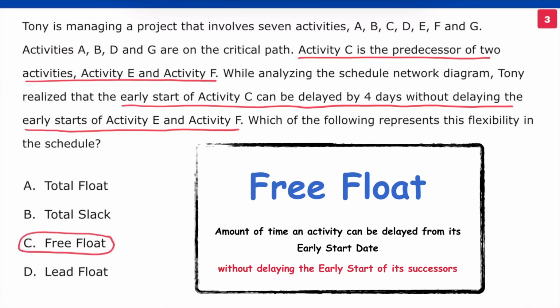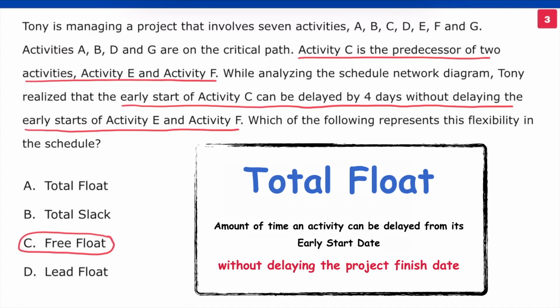Still, for better understanding of the concepts, let's look at the other options too. Total float relates to the overall project schedule, not to the successor activities. It is the time by which the early start of an activity can be delayed without delaying the overall project completion date. Option A is incorrect. Total float and total slack are one and the same. Option B is also incorrect. Finally, lead float is just a made-up term. Option D is incorrect.